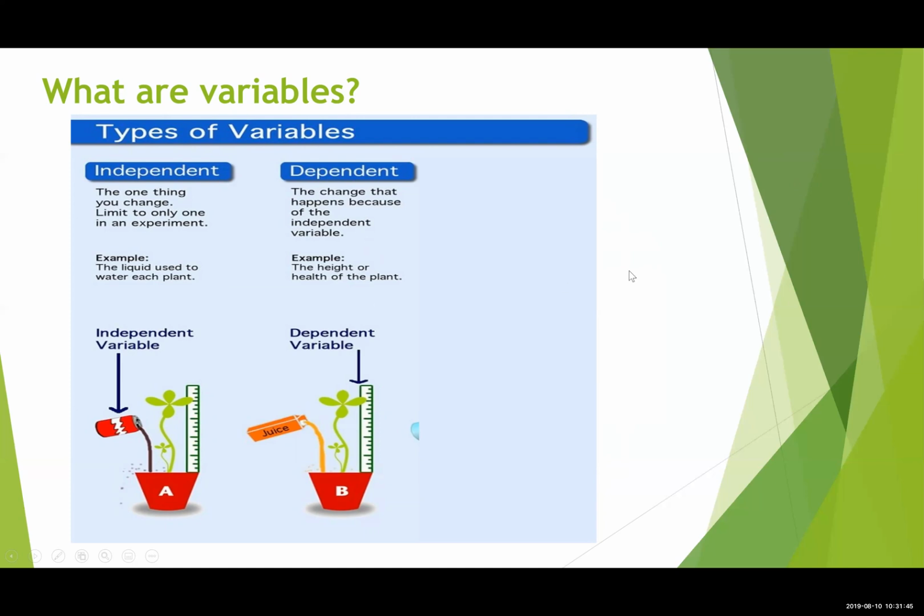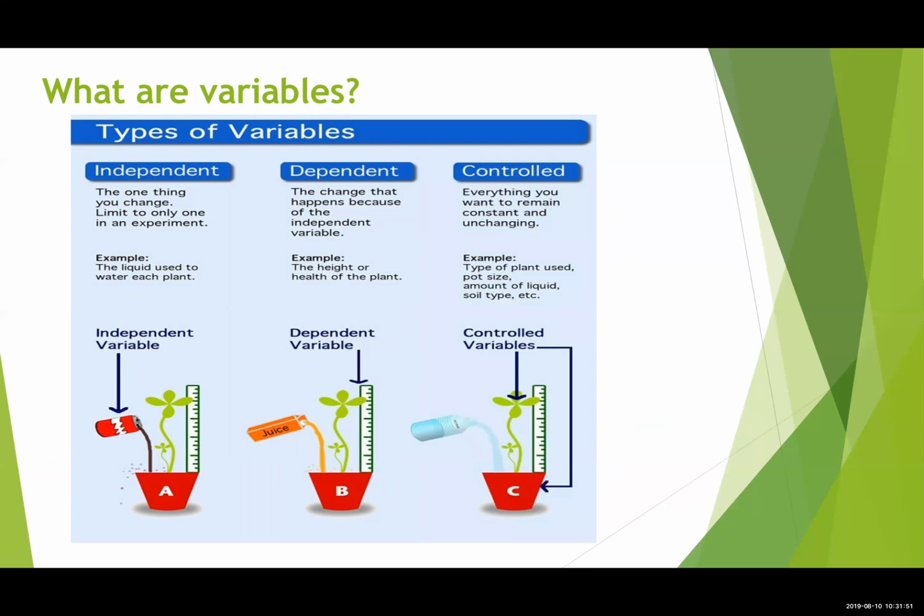So your dependent variable is the change that happens because of the independent variable. So this would be your headache. Does it go away? How quickly does it go away? Does it get worse? And then your control. That's everything else that you would want to remain constant and unchanging. So in our example, it would be like the temperature of the room you're sitting in, the clothes you're wearing, your level of activity, whether or not you've eaten, what was the last time you ate, how much sleep you've had. All those things might contribute.